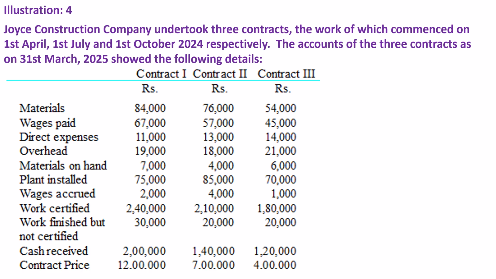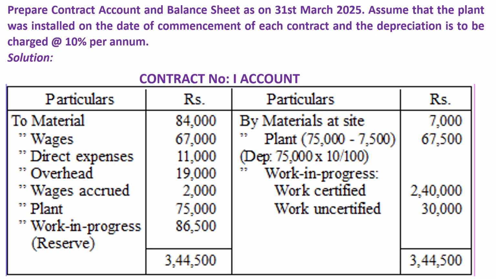Illustration 4. Joyce Construction Company undertook 3 contracts, the work of which commenced on the 1st of April, the 1st of July and the 1st of October 2024 respectively. The accounts of the 3 contracts as on the 31st of March 2025 showed the following details. The details are presented here.